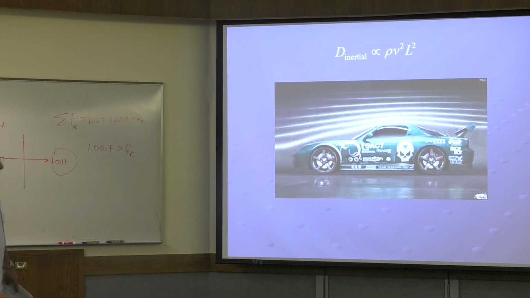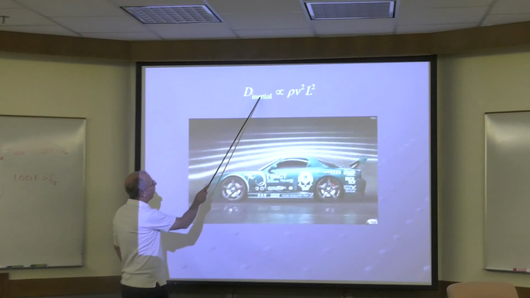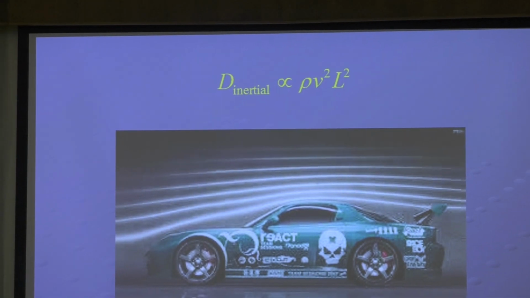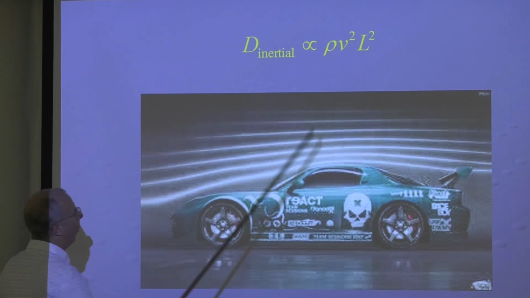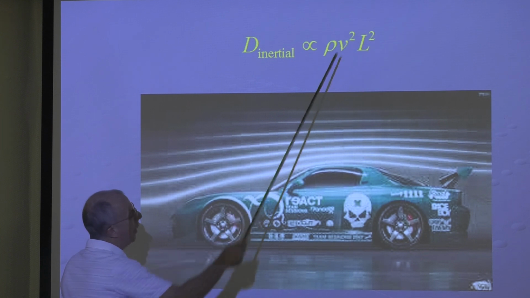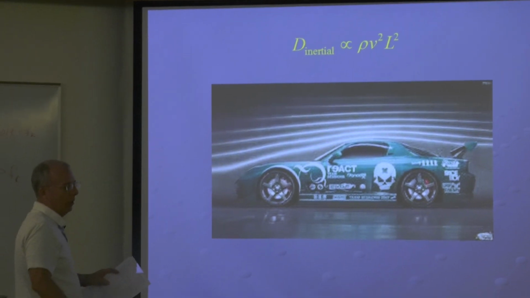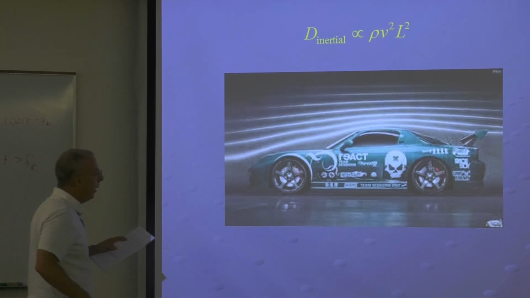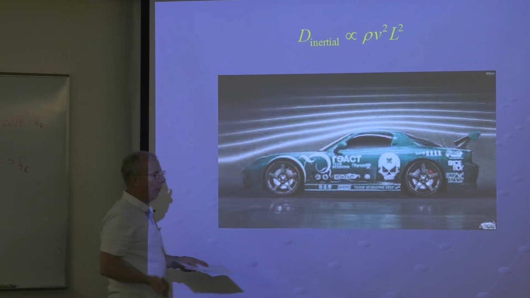Okay, so this is complicated. Look at that horrible equation. The drag force for inertial drag, like air and water, is proportional to rho. Rho is density. V squared is the velocity of the water or the wind relative to the object, to the runner or the swimmer or whatever. And L has to do with the size of the object.